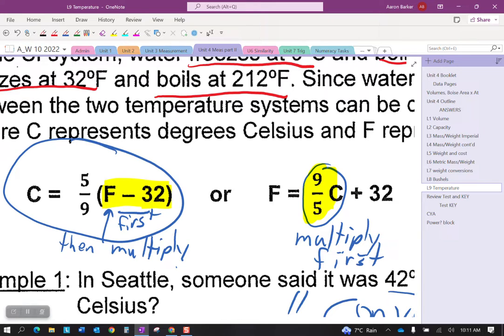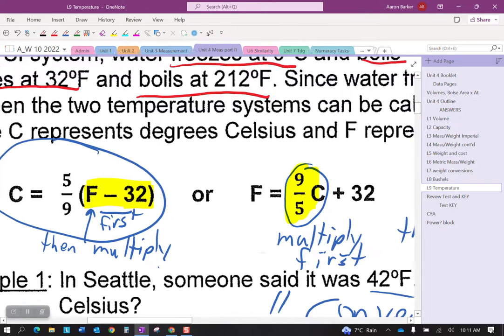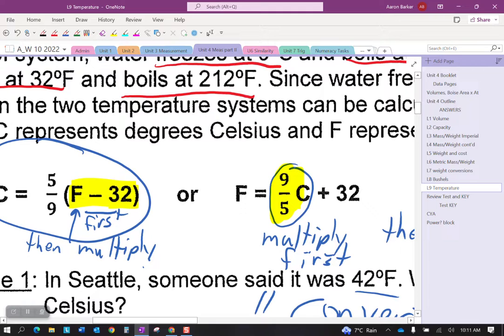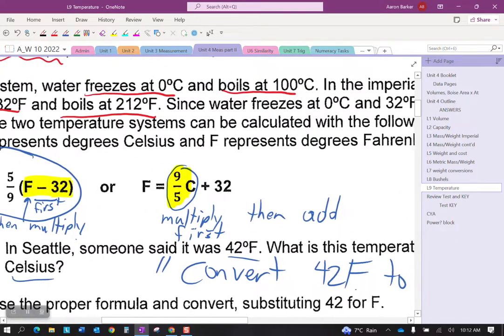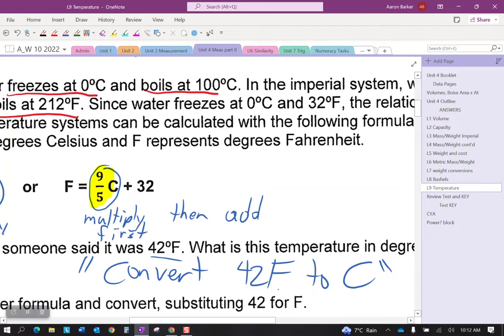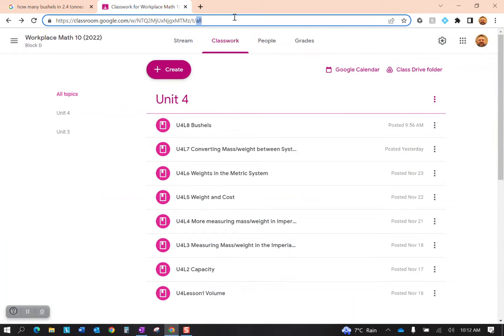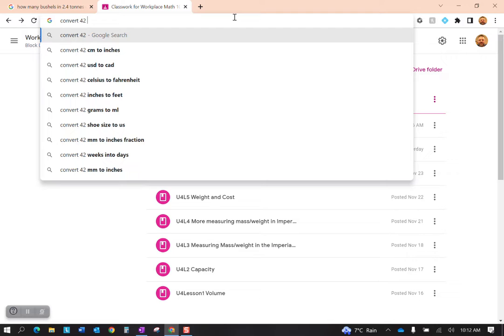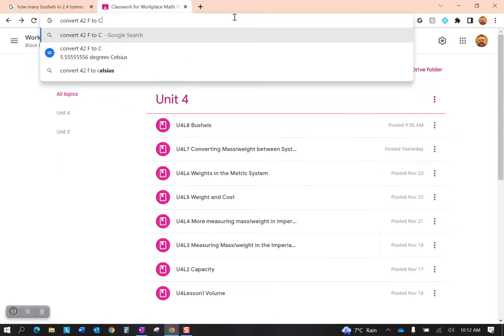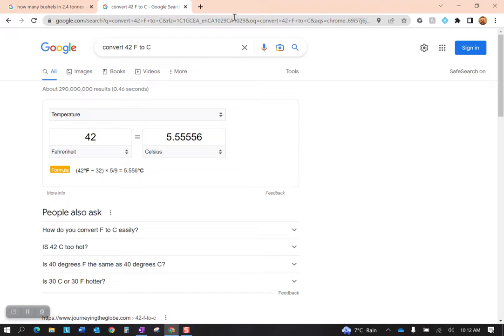So going down to Seattle, watching the Seahawks, someone said it's 42 degrees Fahrenheit. And you're thinking, holy crap, should I wear a jacket or not? Well, convert it to Celsius. You type into Google: convert 42F to capital C. Write that down. I'll show you that it works, just so you believe me. Convert 42 Fahrenheit to Celsius, and boom, 5 degrees. So yeah, I'd wear a jacket. That's pretty chilly.